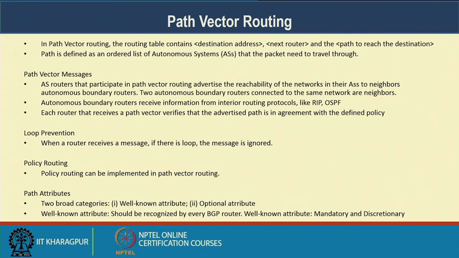The path vector messages have different characteristics or components. One is path vector messages: AS routers that participate in the path vector advertise the reachability of the networks in their autonomous systems, or ASs, to the neighbor autonomous boundary routers using these messages. Two autonomous boundary routers connected to the same network are neighbors. So if they are connected by the network, they are neighbors, and these path vector messages are exchanged between them.